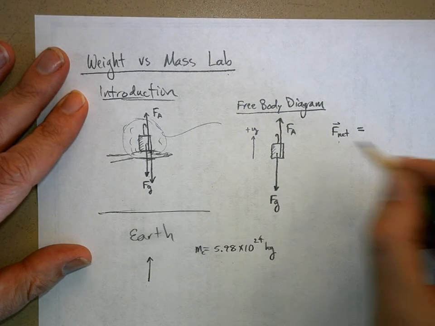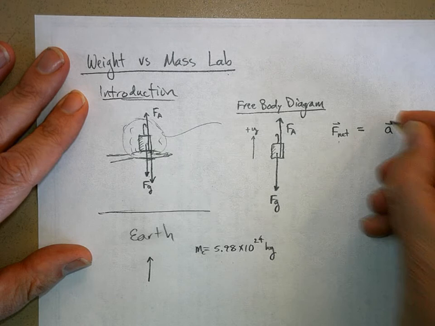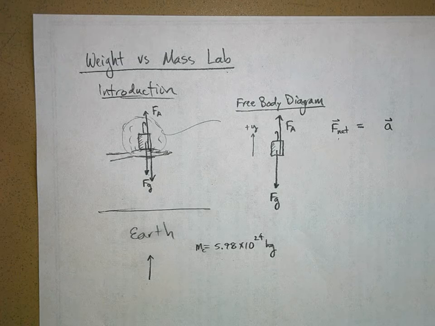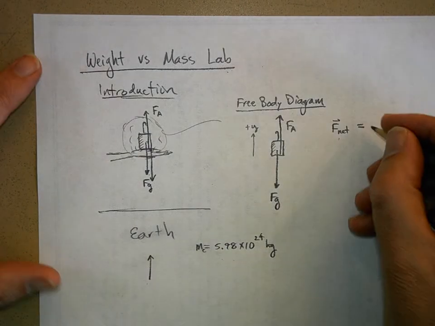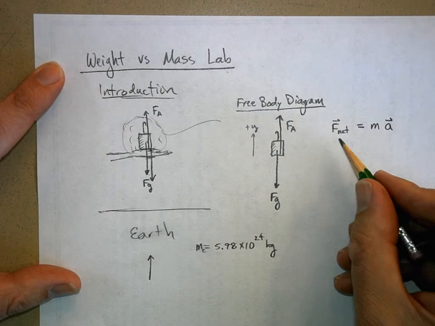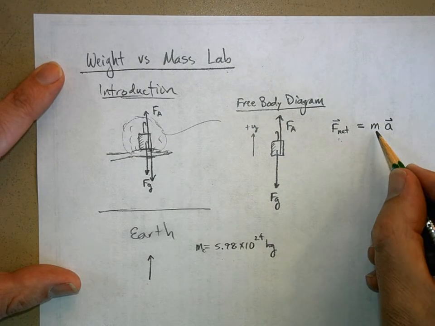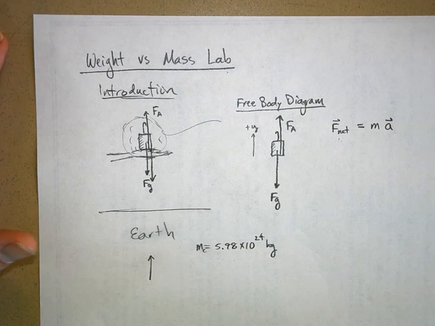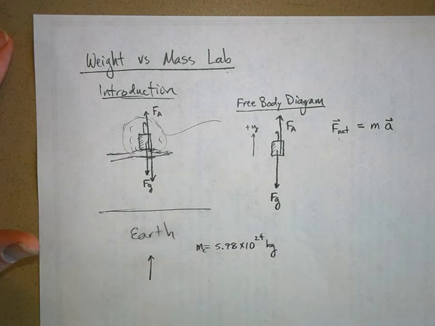So this net force causes an acceleration. The amount of acceleration depends on how much stuff you're trying to accelerate, right? I mean, this makes sense. An object with a lot of mass, it's hard to make it accelerate, isn't it? It's hard to push on it to change its motion. So the net force is equal to an object's mass times its acceleration. This is Newton's second law.